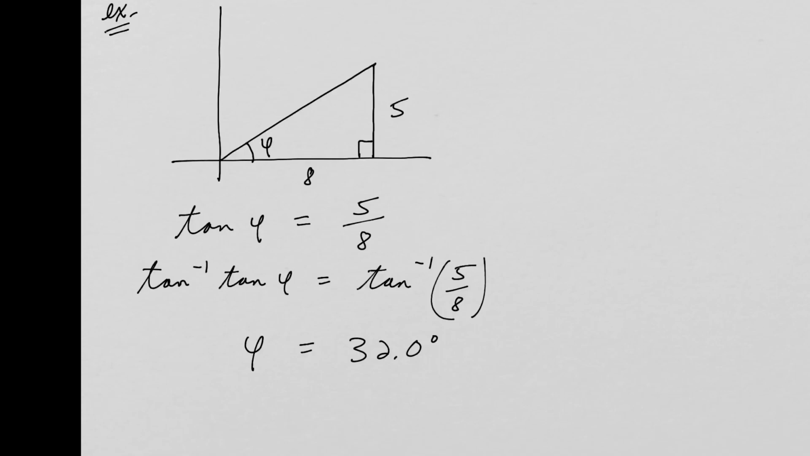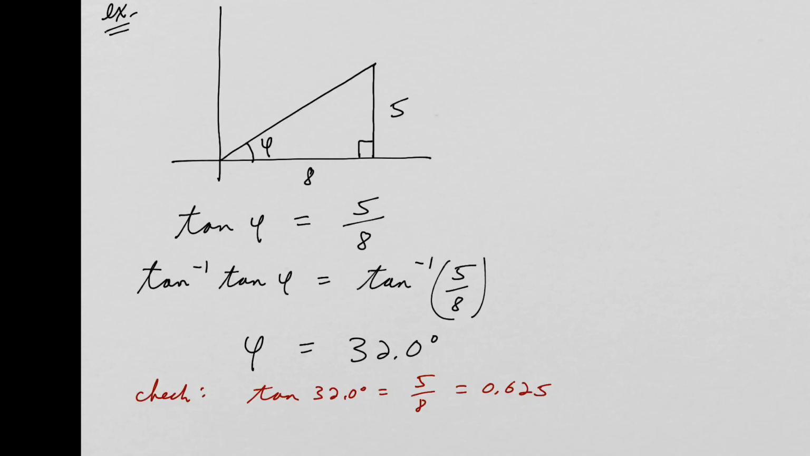And then to check it, if you do tan of 32.0 degrees, you should get back around 5/8, which is 0.625. I wrote that in reverse, 0.625. So you should get something very close to 0.625 if you plug in 32 degrees.